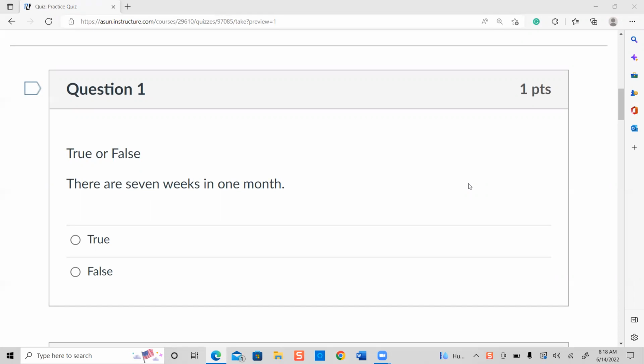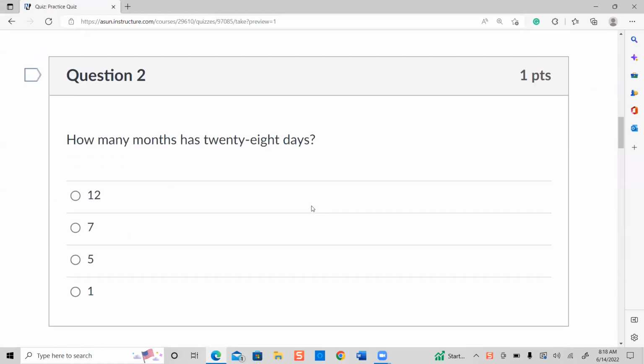For example, one here says true or false: there are 7 weeks in 1 month. Okay, so I'm going to say false because I don't know a month that has 7 weeks. The next one is multiple choice. It says how many months have 28 days? Well, I'm going to say all 12 months have 28 days. They have 28, some have more than 28.